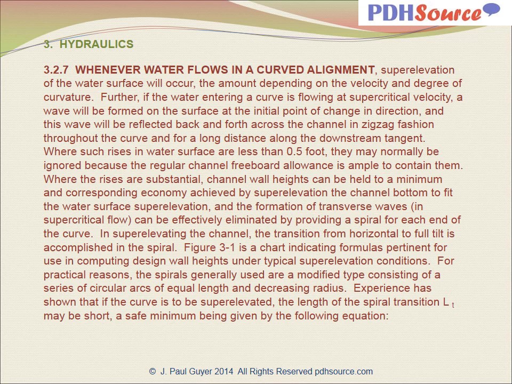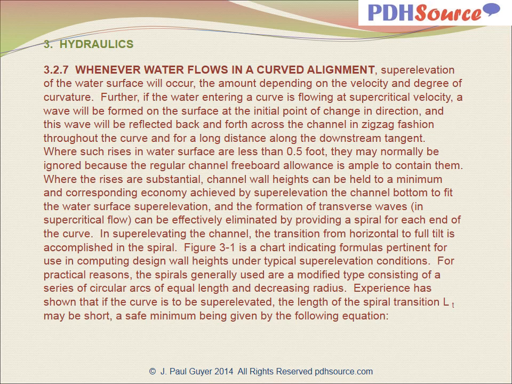Whenever water flows in a curved alignment, superelevation of the water surface will occur, the amount depending on the velocity and degree of curvature. Further, if the water entering a curve is flowing at supercritical velocity, a wave will be formed on the surface at the initial point of change in direction, and this wave will be reflected back and forth across the channel in zigzag fashion throughout the curve and for a long distance along the downstream tangent. Where such rises in water surface are less than 0.5 foot, they may normally be ignored because the regular channel freeboard allowance is ample to contain them.